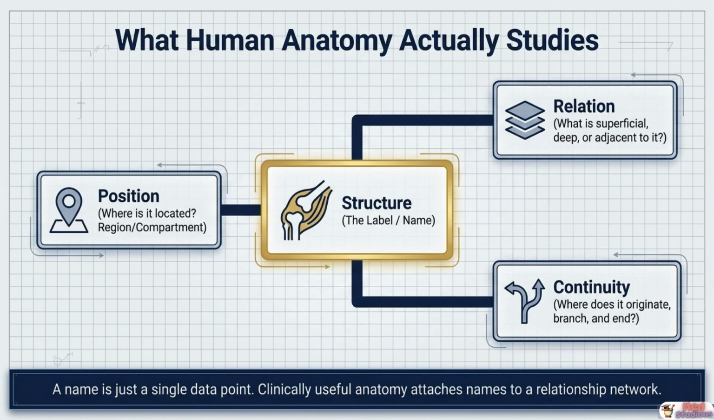Imagine learning an artery only by its name. That name becomes useful when you know where the artery begins, what region it enters, what structures lie beside it, where it branches, and what tissue it supplies. The same is true for nerves, muscles, organs, and spaces. So when you study anatomy, move from labels to maps. A label is one data point. A relationship map is a network. Clinical anatomy and exam reasoning depend far more on the network than on the isolated name.